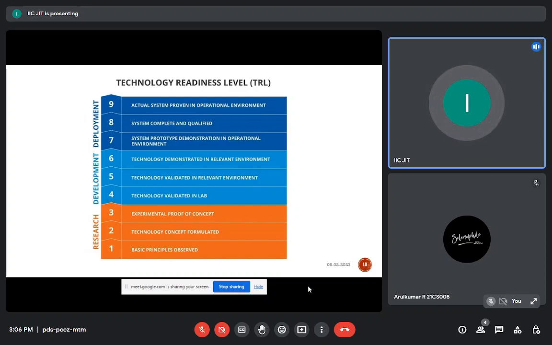You have a concept. These are the block diagram. This is what is going to happen. This will be the product. Clear? With that block diagram, you do some experimentation. You do some simulation. You do some simple analysis. You do some Google search. You get what is known as some idea about a proof of concept. That is the second level, technology concept formulated.